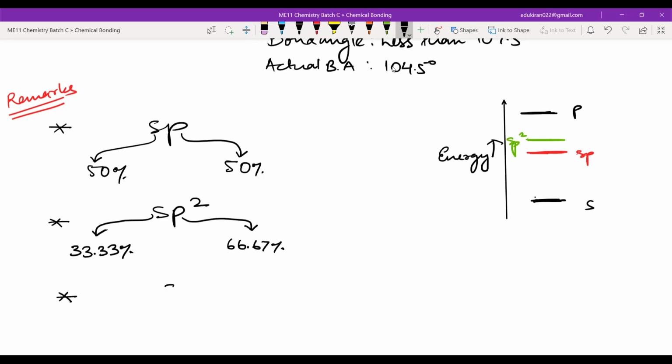Then at last you have sp3. In sp3, the s is 25% and p is 75%, and hence this will be right in the middle of the p and sp2.